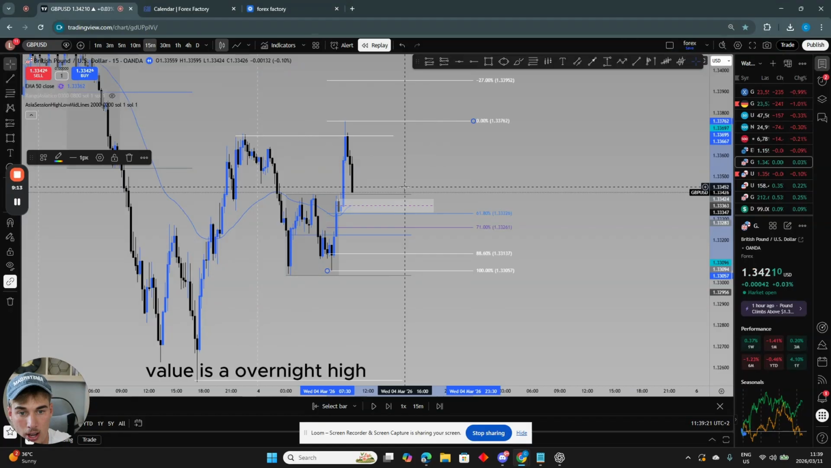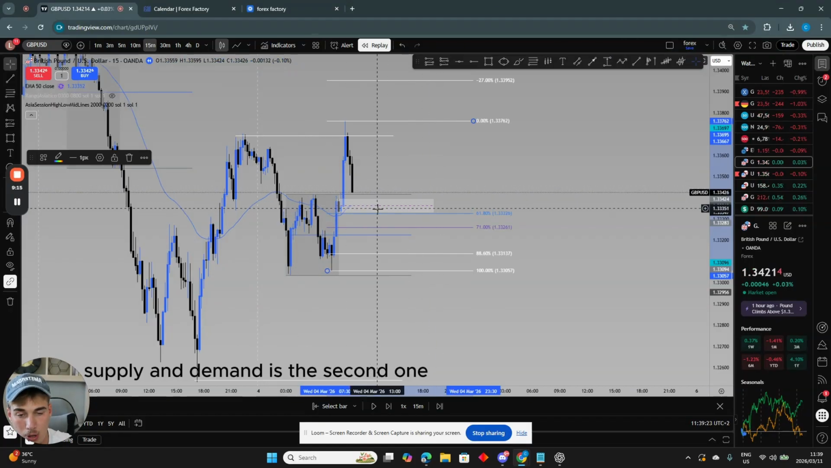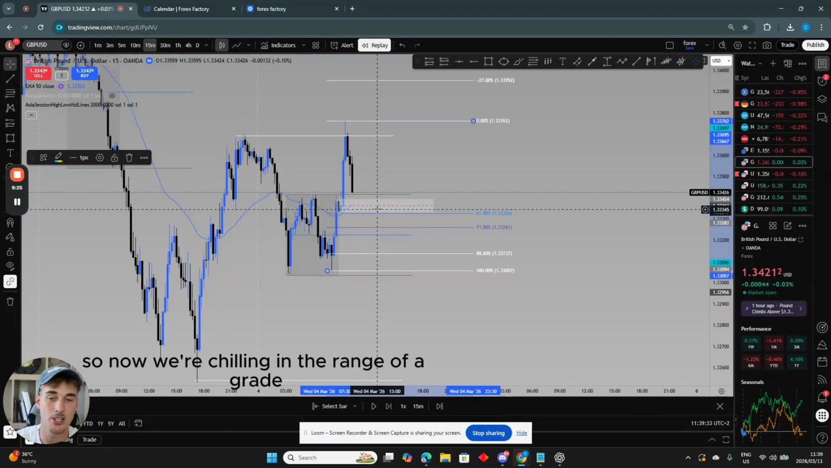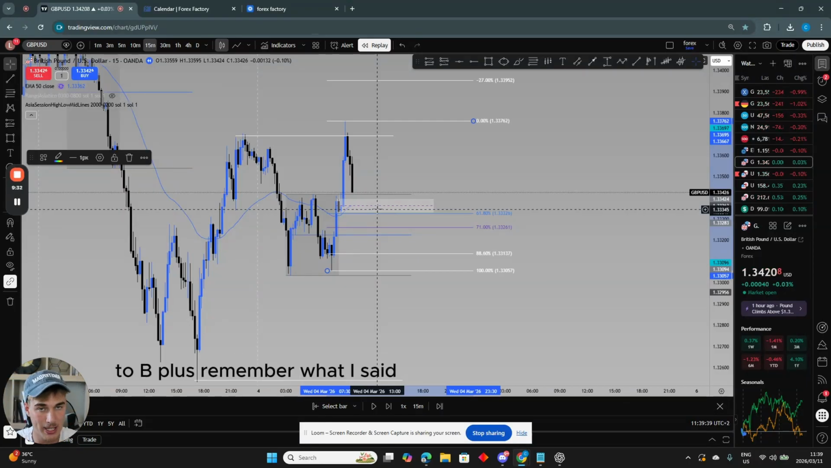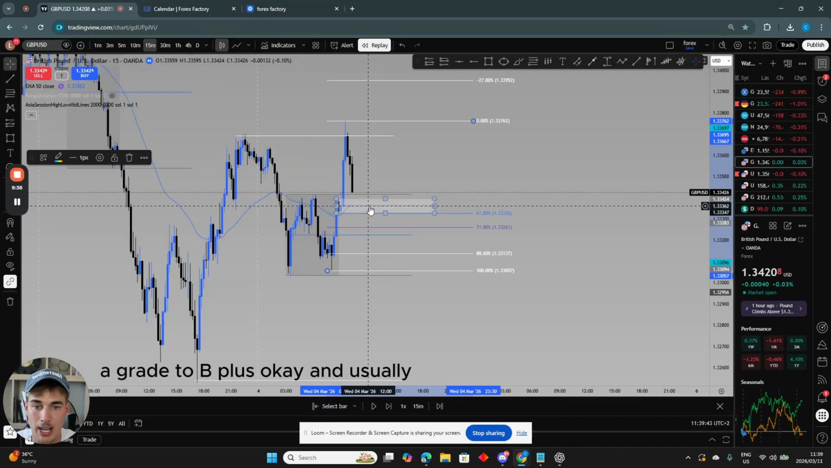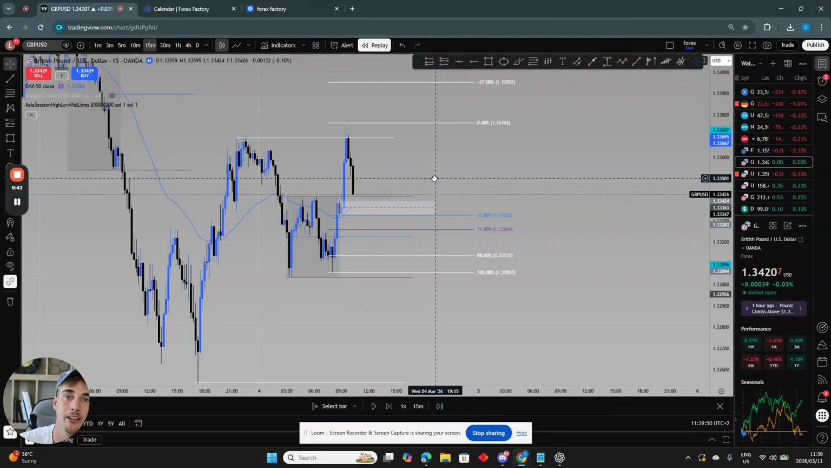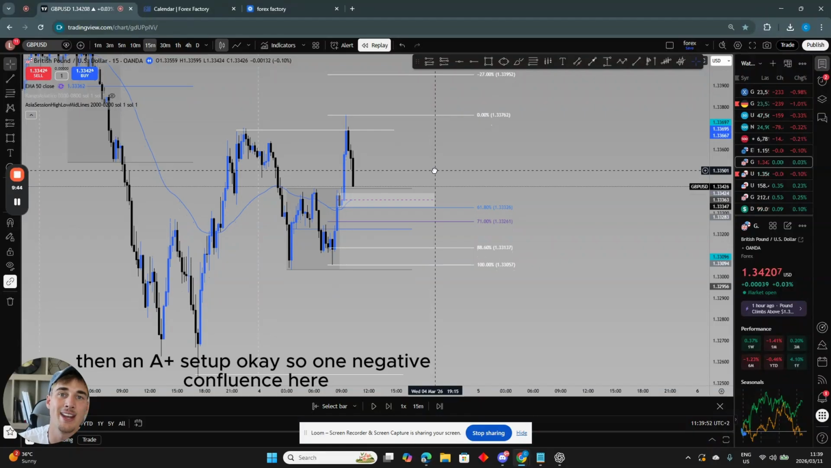Value is overnight high. Supply and demand is the second one. EMA alignment is the third. Fibonacci tool is the fourth. Overnight high crack is the fifth. So now we're chilling in the range of A grade to B plus. Remember what I said, A grade to B plus. Usually A grade ideas and B plus ideas are the ones that we will tend to see more often than an A plus setup.